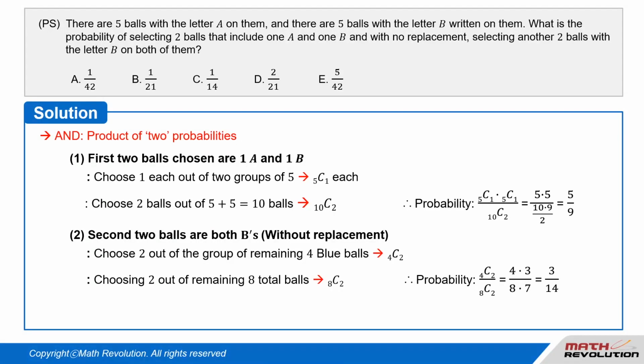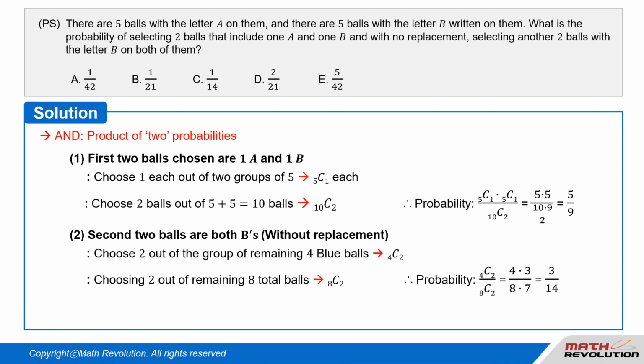Probability the second 2 balls are both B's without replacement. We can choose 2 out of the group of remaining 4 in 4 choose 2 ways, and you're now choosing 2 out of the remaining 8 total balls. Therefore, the probability is 4 choose 2 over 8 choose 2, which is equal to 4 times 3 over 8 times 7, which is equal to 3 over 14.